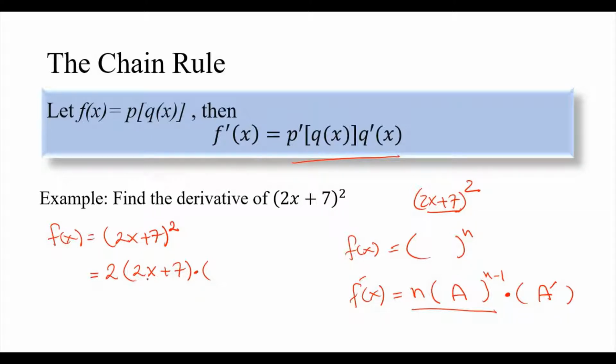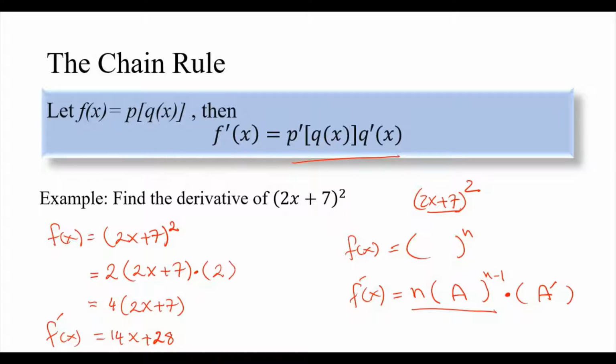What is the derivative of 2x plus 7? We know that the derivative of 2x plus 7 is 2. The derivative of 2x is 2, and the derivative of 7 is 0. So 2 plus 0, and that will be the final answer. Now we're going to simplify that. That will be 4 times 2x plus 7. Distribute. That will be 8x plus 28. And that will be the final answer. So f prime of x is equal to 8x plus 28 in this case.